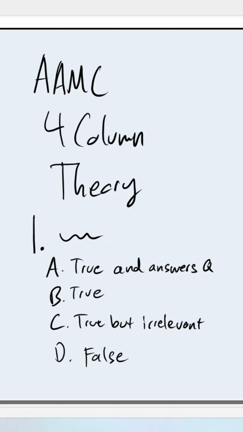AAMC 4-column theory is one of the biggest game changers a lot of our students have learned in their pursuit of higher MCAT CARS scores. So here's how this basically works. The AAMC wants you to get into a 50-50 scenario in a lot of CARS questions.